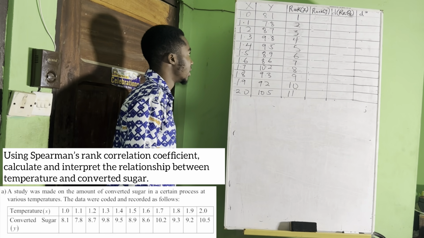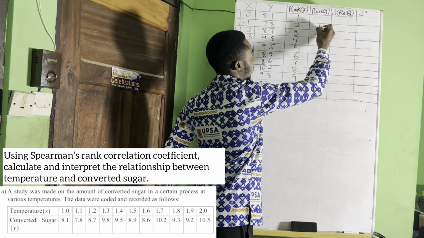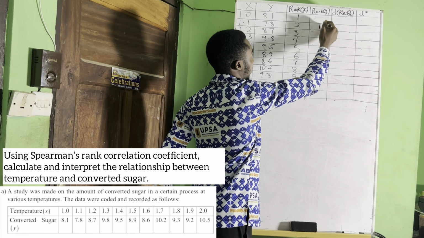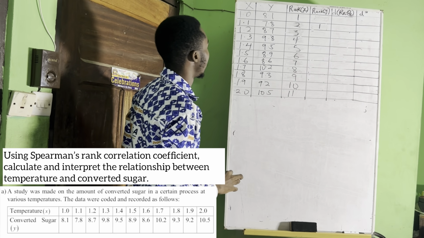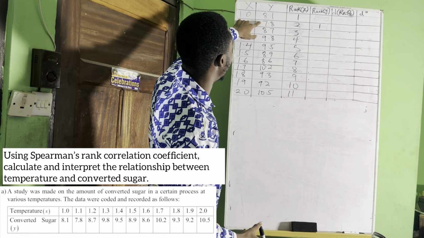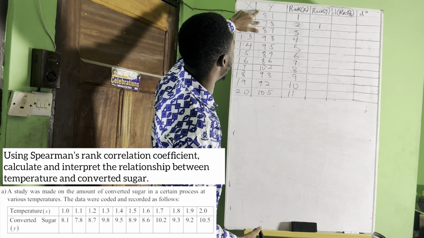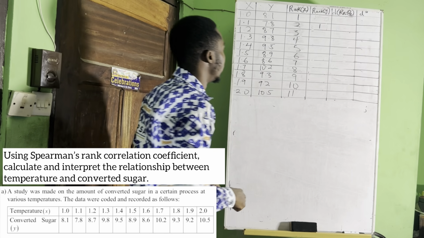Obviously, when we look through, the smallest is 7.8. So that becomes our 1. You get it? In the same column, that would be our 1. Then which one is closer to 7.8, the second smallest? Now from 7.8, where do we go to? Okay, we have 8.1. There's no number between them, so that would be our 2.